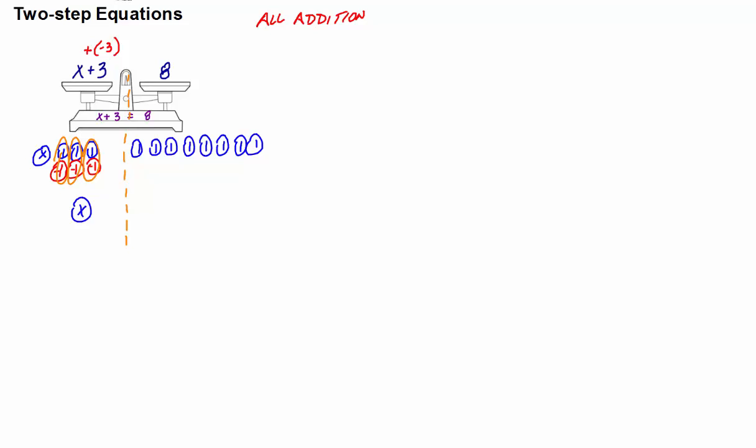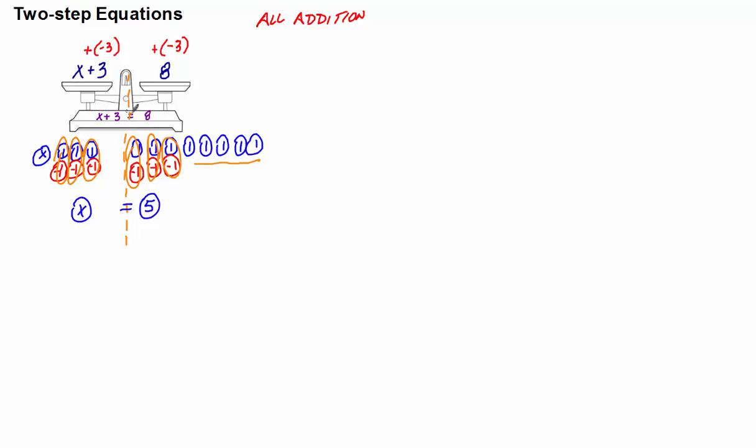Now, the second rule is whatever you do on one side, you have to do on the other. That's the only way the scale stays balanced. So since we added 3 negatives on the left, we have to add 3 negatives on the right. Let's do that. Add our 3 negatives. Once again, 0 pair, 0 pair, 0 pair. And what's left are those 5 positives. So x equals 5.